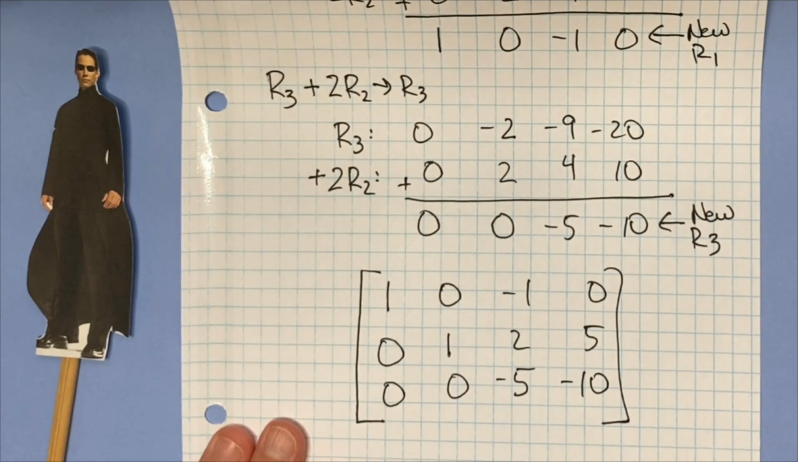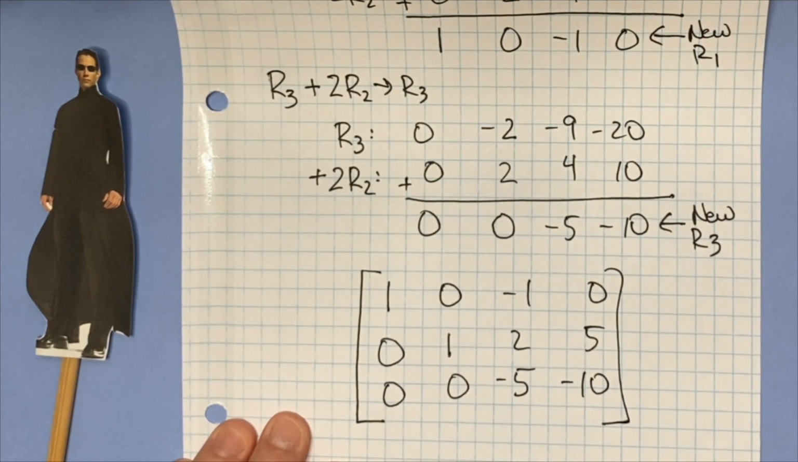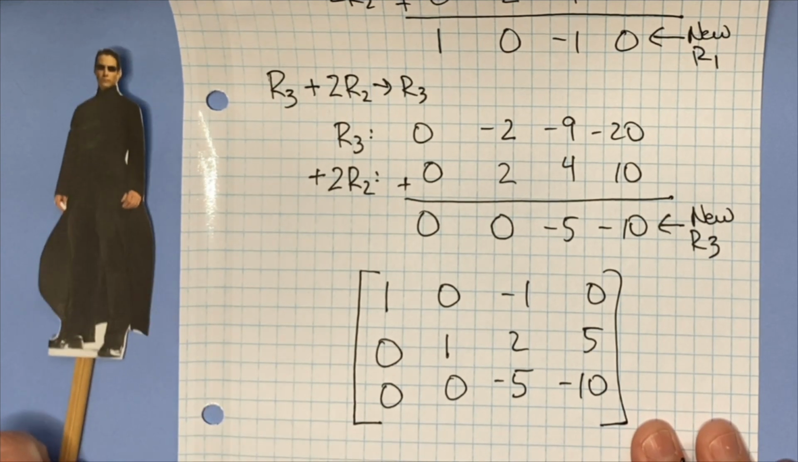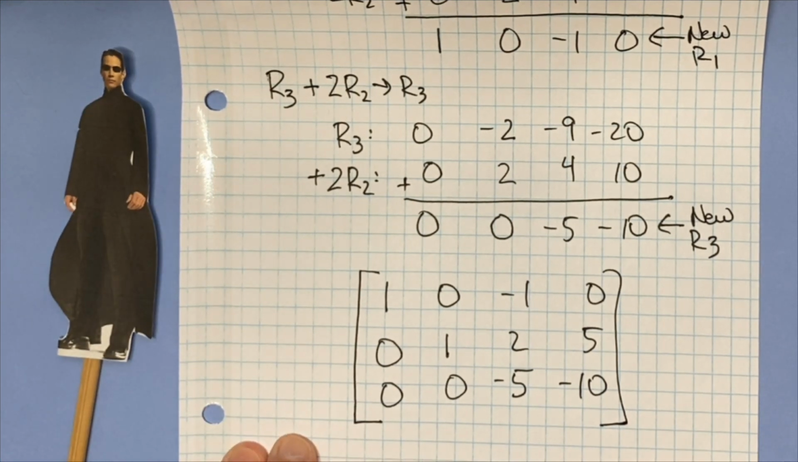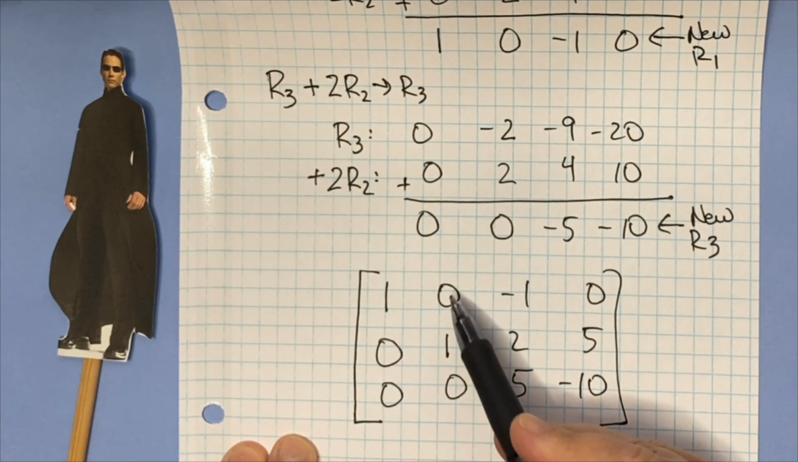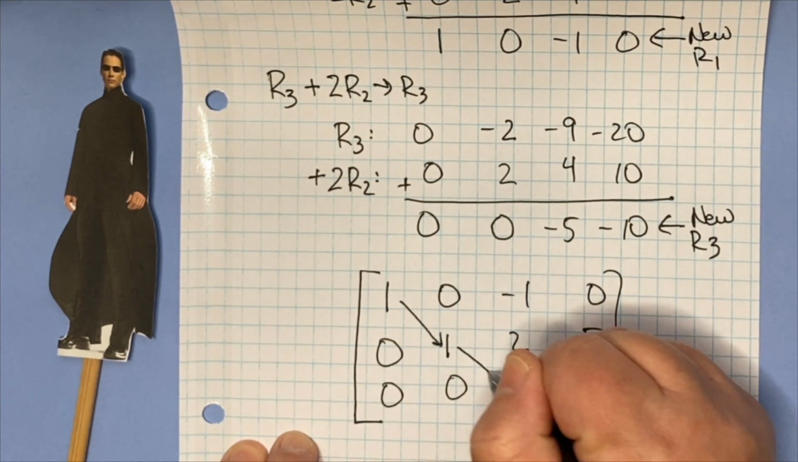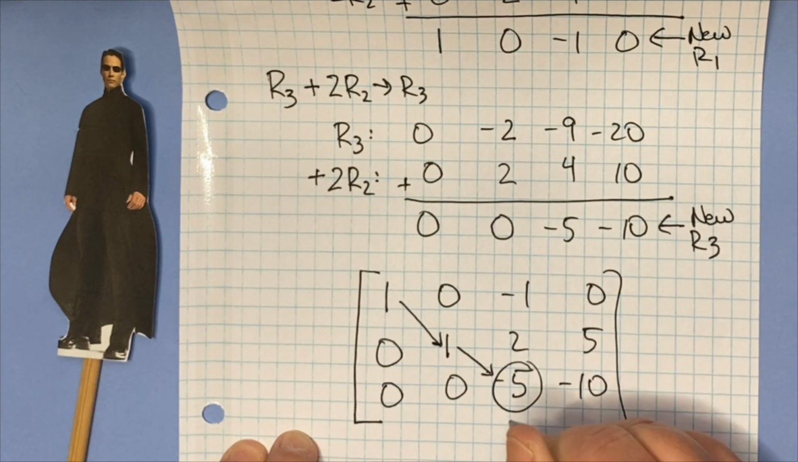Okay, so let's review. Are we there? Are we done? The answer is no. I know, Neo's very excited. He's like, we're almost there. I know, we are almost there. So the next step, I got my 1 and my zeros. I got my 1 in the middle and my zeros above and below. So the next one I need is this.